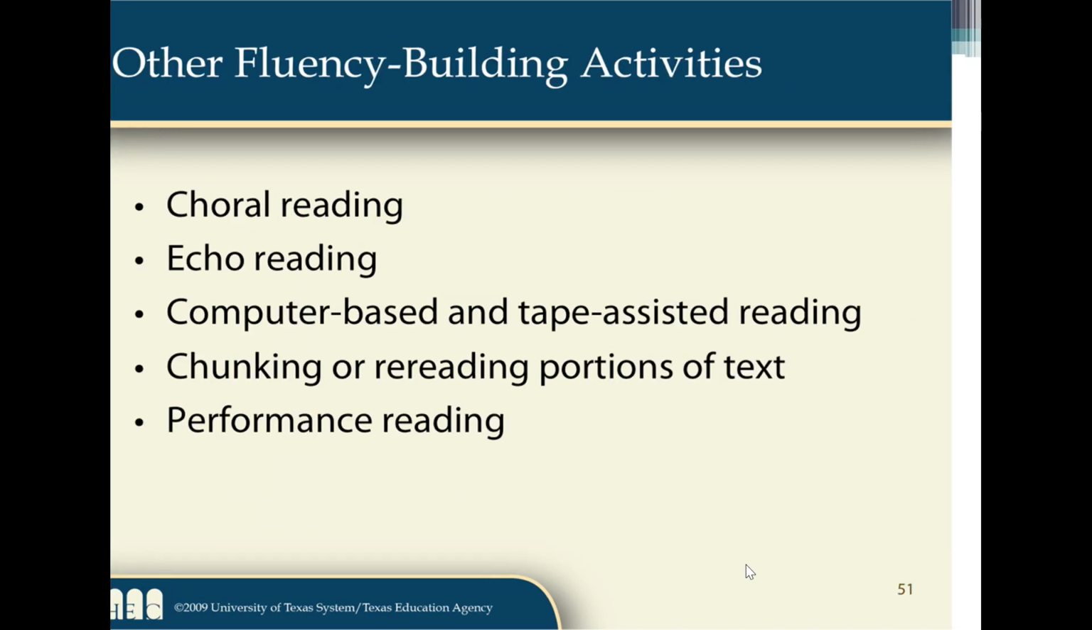How can you do this in your classroom? Choral reading is one thing where all of the students have the same piece and they all read at the same time. Echo reading is when the teacher or a peer will read something and then the students will read the same thing back as an echo.